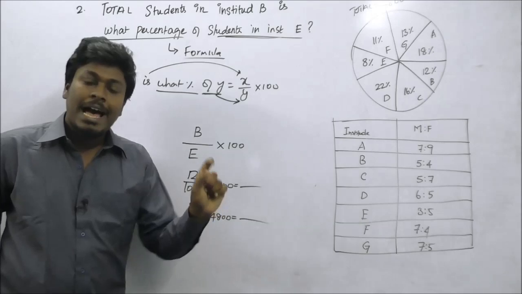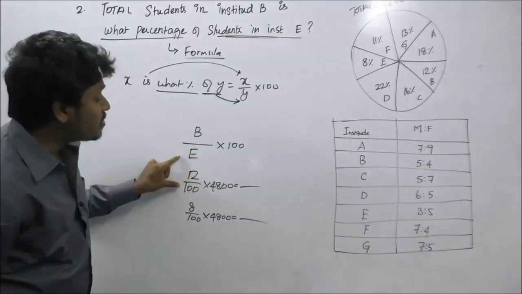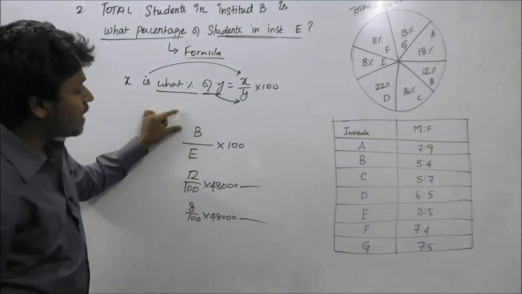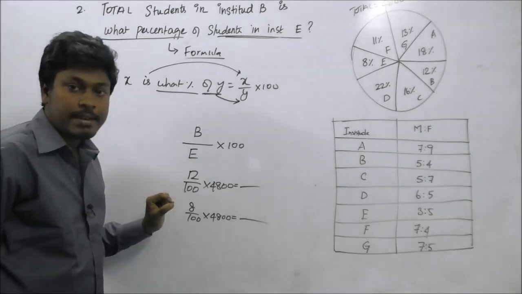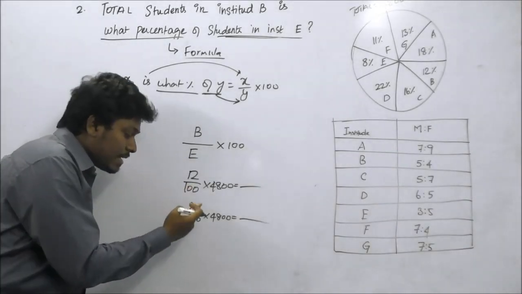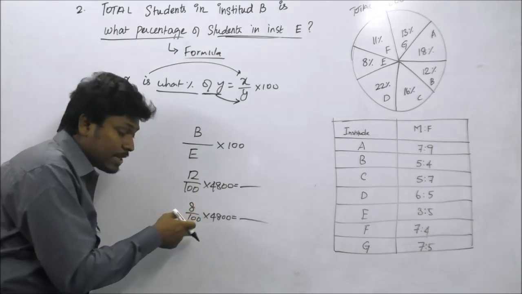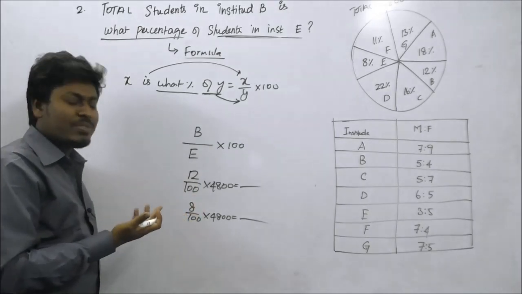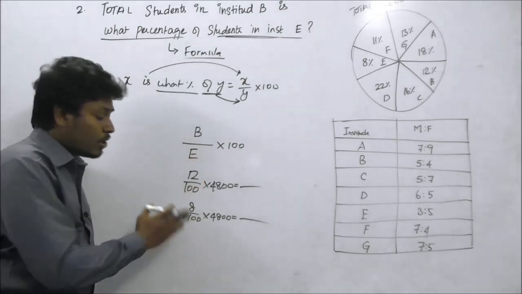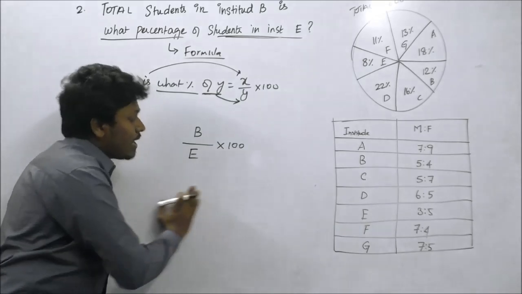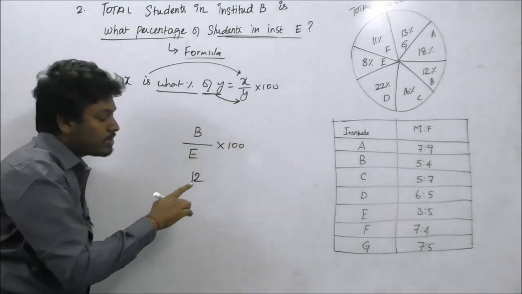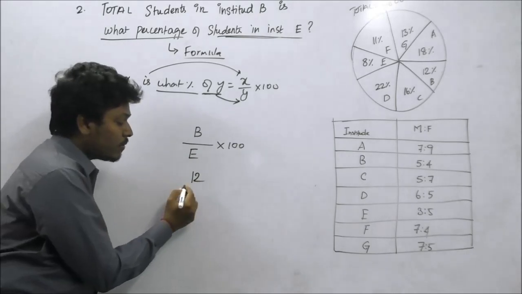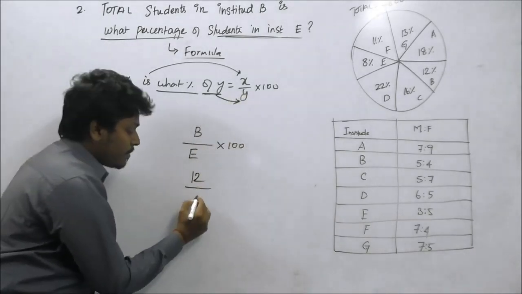Why? Because I have a simple idea: you just substitute in B, 12 divided by 100 into 4800, right? Substitute in case of E, 8 divided by 100 into 4800. Remember friends, 100 gets cancelled, 4800 gets cancelled. Then why do you waste your time by writing and calculating this? Don't go for those methods, right? What is B percentage, which is 12%? Already 100 gets cancelled, 4800 gets cancelled. So don't worry about it, write only 12. E is 8%, we get 8.